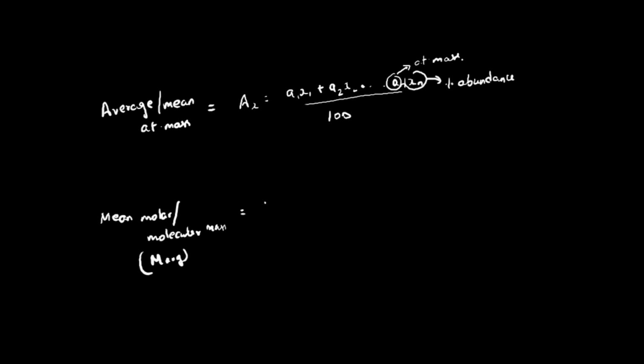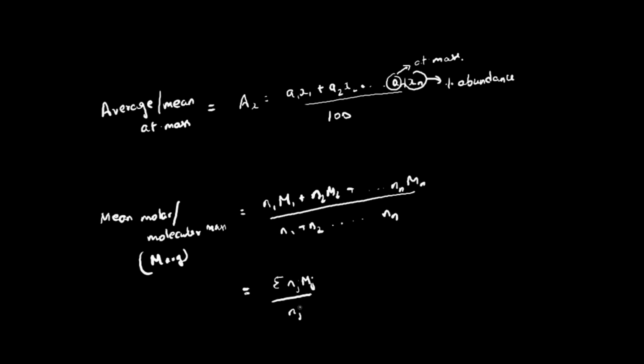In the same way, you have mean molar or mean molecular mass, which is nothing but N1 M1 plus N2 M2 plus N3 M3, and so on, divided by N1 plus N2 plus N3, and so on, all added up. That is called the mean molar or molecular mass.